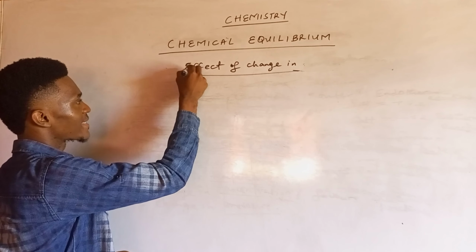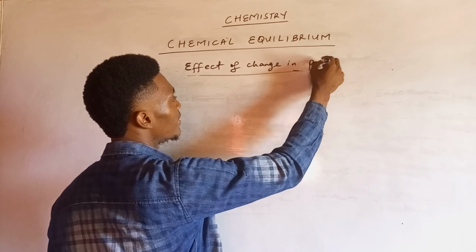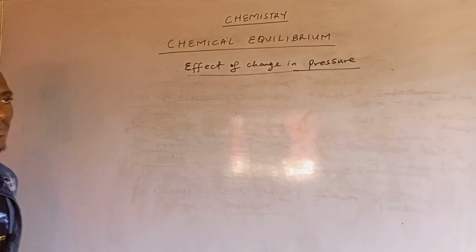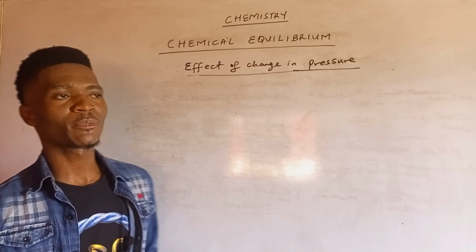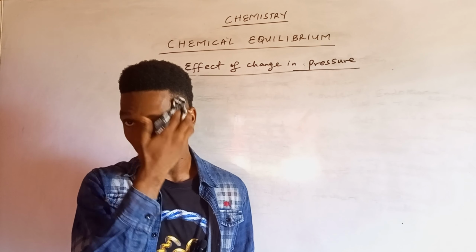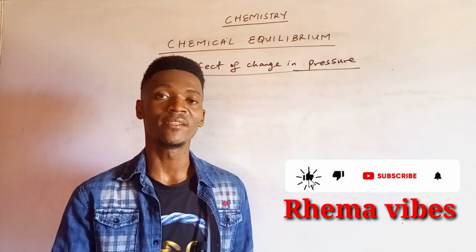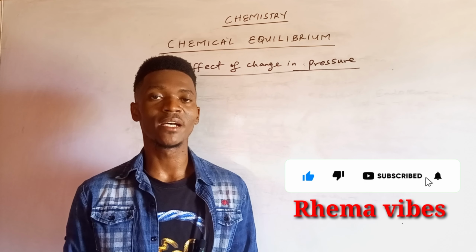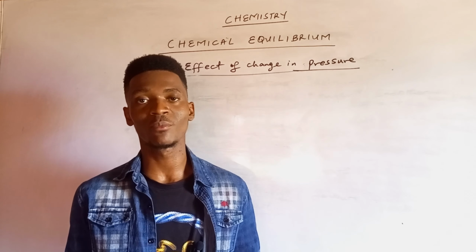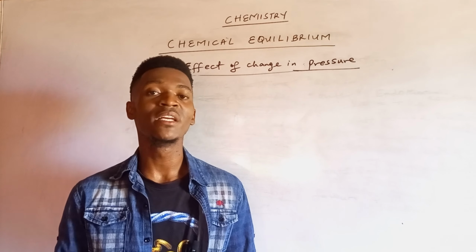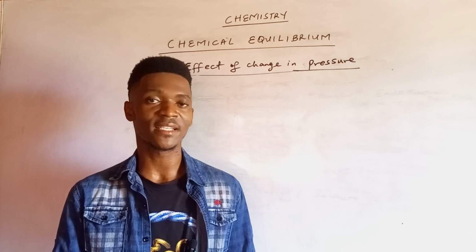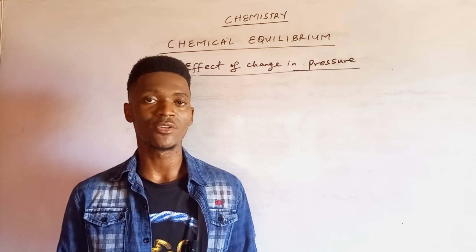Then for the last, the effect of change in pressure. Of course, we know what pressure is. Pressure is the force per unit area of a system. And of course, we know that there are systems that can be affected by changes in pressure, and there are some that cannot be affected by changes in pressure, even if the system is at equilibrium. There are some systems at equilibrium that can never be affected by changes in pressure.